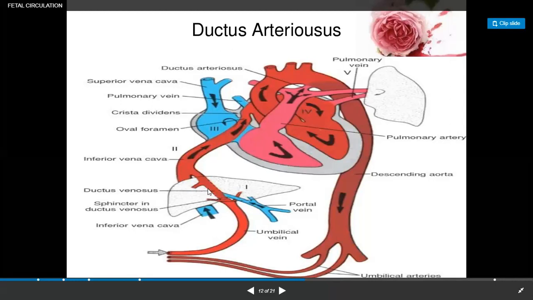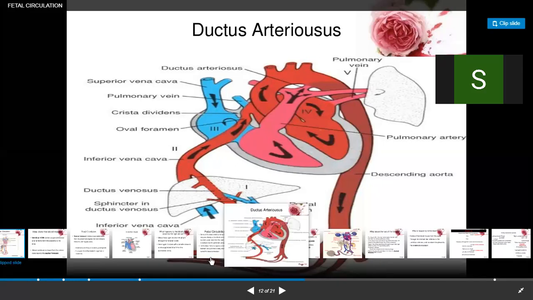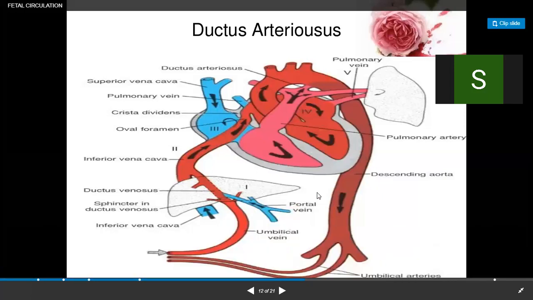This one supplies the liver, and whatever blood from the umbilical vein enters through the ductus venosus reaches the inferior vena cava. From the inferior vena cava, it enters the right atrium, then the right ventricle, then the pulmonary artery and lungs. It enters the left atrium, to the left ventricle, to the arch of the aorta, and normally the descending aorta. Then again it becomes deoxygenated blood, goes through the umbilical arteries, and again goes to the placenta.